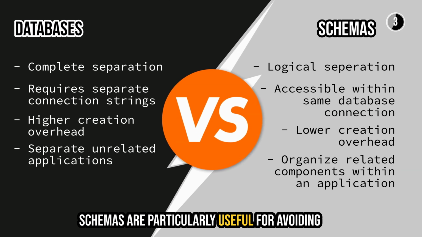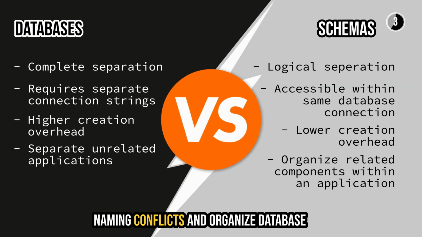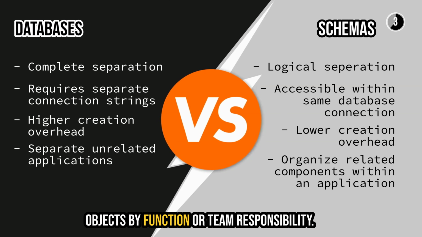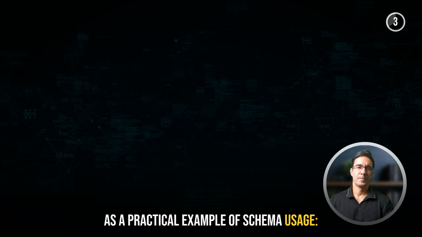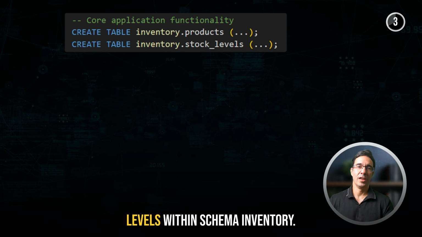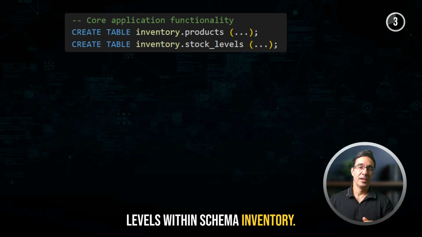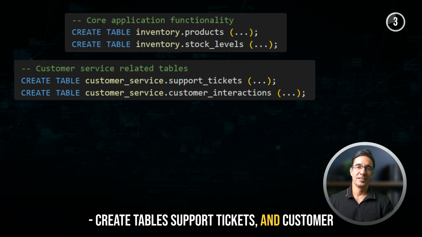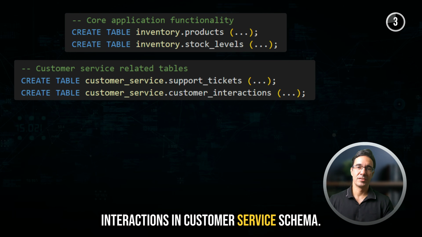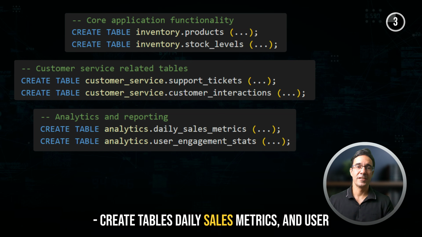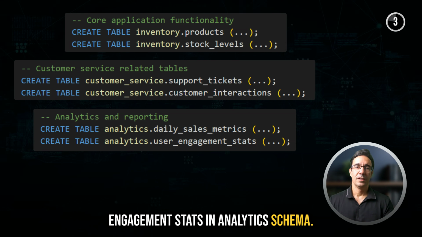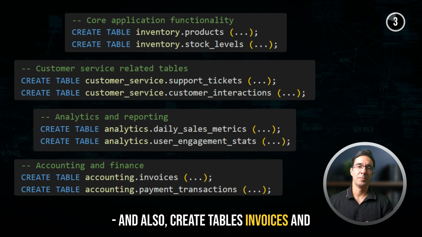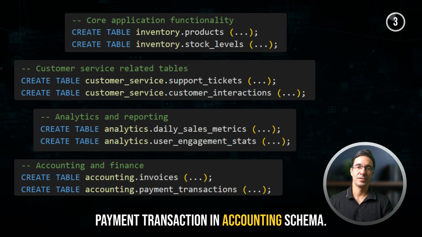Schemas are particularly useful for avoiding naming conflicts and organizing database objects by function or team responsibility. As a practical example of schema usage, create tables products and stock_levels within schema inventory. Create tables support_tickets and customer_interactions in the customer_service schema. Create tables daily_sales_metrics and user_engagement_stats in the analytics schema. And also create tables invoices and payment_transactions in the accounting schema.